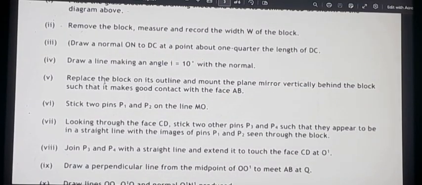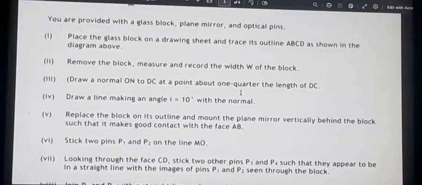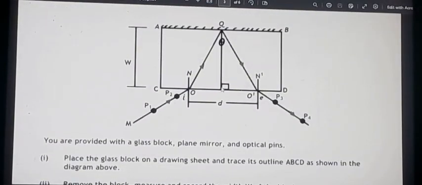After that, replace the block on its outline and mount the plane mirror vertically behind the block, such that it makes good contact with the face AB. So I'll look through that again. After you have drawn this, you put the block back on the outline that you have drawn, and then you place the plane mirror on it. You ensure that the plane mirror makes good contact. Don't allow a gap, because you don't want the light to emerge outside of the block. You want it to be reflected back into the glass block.